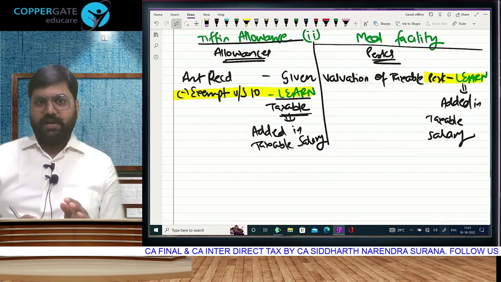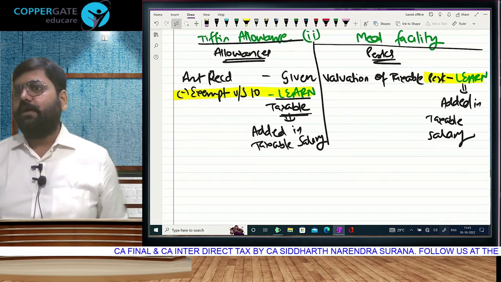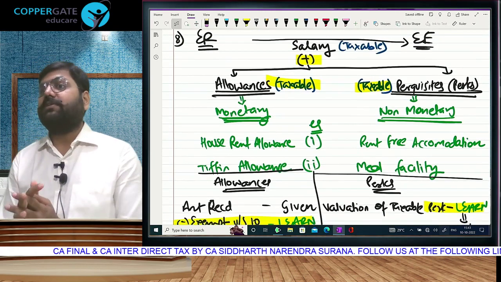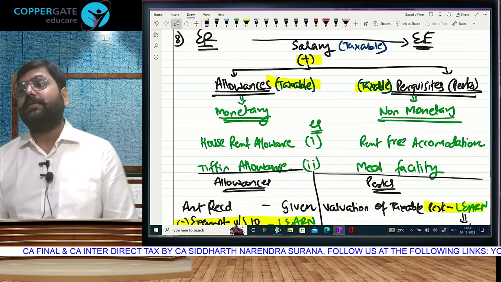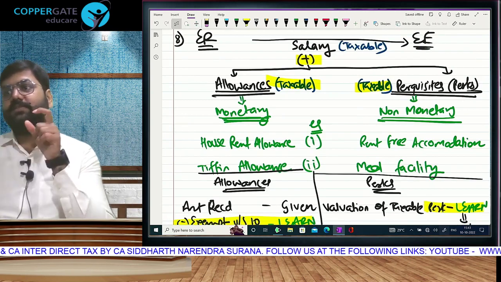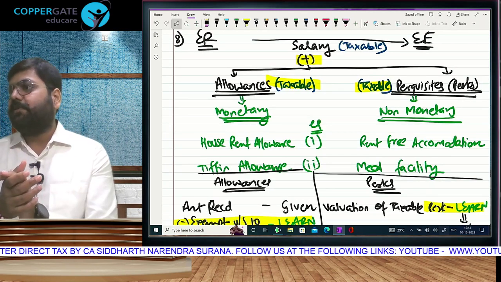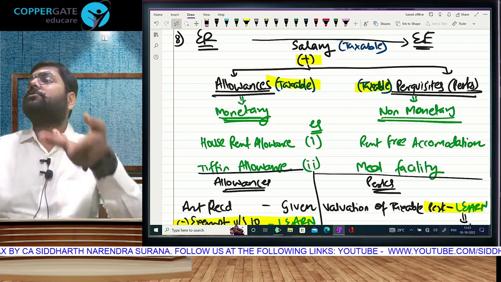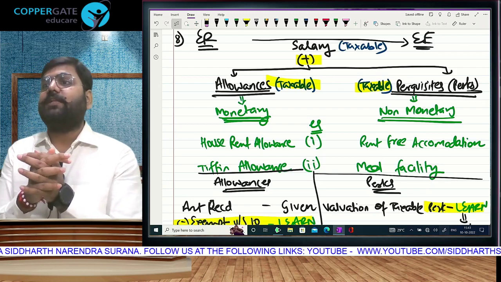And once I complete allowances and perquisites, salary will get over. When we started this point number 8, a question came across. I created a confusion for you. I said, fair is employer, pay is employee. Fair employer, pay employee. Once that relation is established, everything will be taxable under salary. In that relation, just add, total will be salary. So sir, what are you going to teach for the next 5-6 lectures?